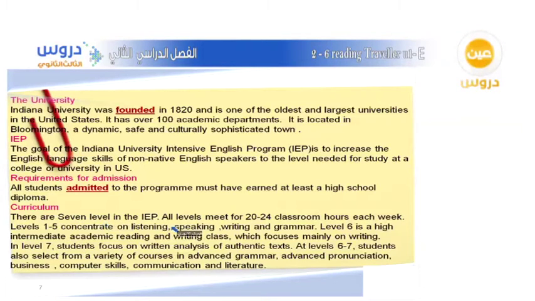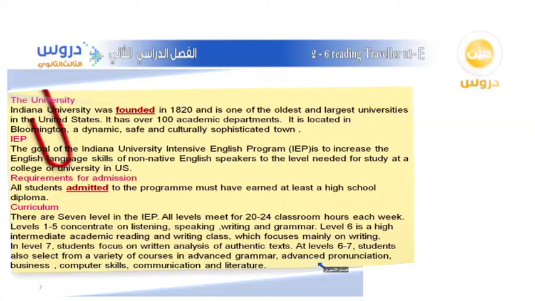Curriculum. There are 7 levels in the IEP. All levels meet for 20 to 24 classroom hours each week. Levels 1 to 5 concentrate on listening, speaking, writing, and grammar. There's a high intermediate academic reading and writing class, which focuses mainly on writing. In level 7, students focus on written analysis. They can also select from a variety of courses in advanced grammar, advanced pronunciation, business, computer skills, communication, and literature.